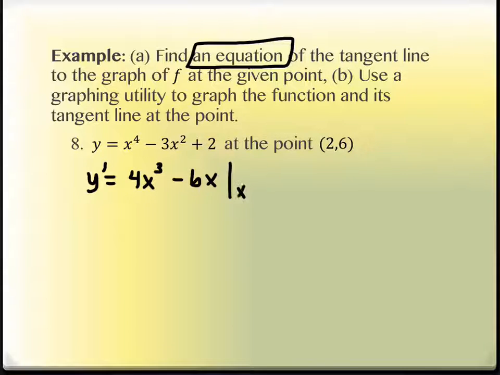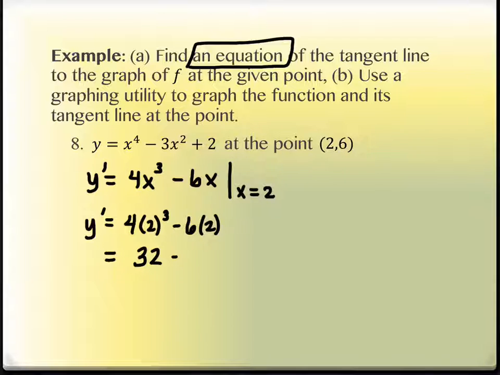All right, so we'll use the same notation that we were talking about earlier, and we're going to write down that this x value that we're going to evaluate this at is what? 2. All right, so if we evaluate this at x equal to 2, I've got 4 times 2 cubed minus 6 times 2. 2 cubed is 8, times 4 is 32. And 6 times 2 is 12, and then the subtraction is 20. All right, so our slope for our line is going to be 20.